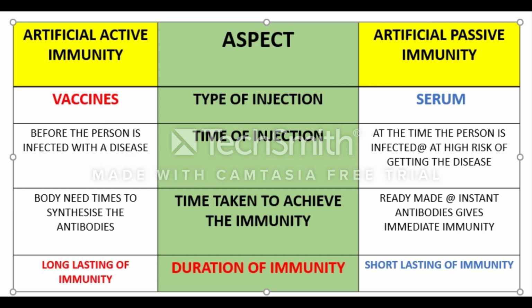Time taken to achieve immunity. For artificial active immunity, the body needs time to synthesize the antibodies. But for artificial passive immunity, because we use serum, it gives immediate immunity. I mean, the instant antibodies have been used. Duration of antibody: artificial active immunity is long-lasting immunity. But artificial passive immunity is short-lasting immunity.